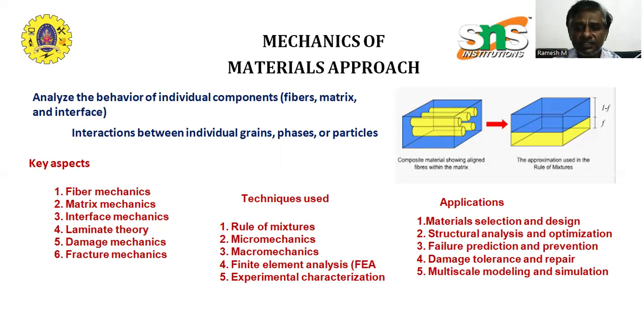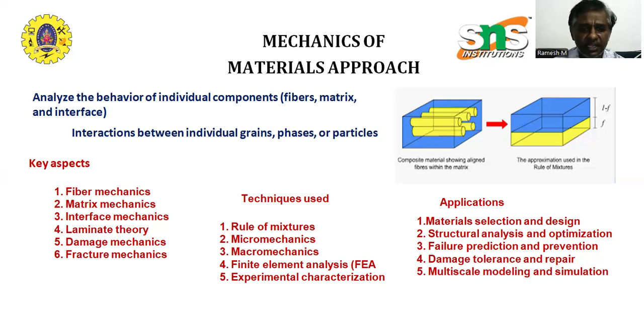So what are the challenges and the limitations in the mechanics of materials approach? Here they are complexity of composite behavior, variability of material properties, scalability of models and results, integration with other disciplines like thermal and electrical, then experimental validation and verification. So these are the important challenges and limitations in the mechanics of materials approach. So we can see the things in an elaborate manner.